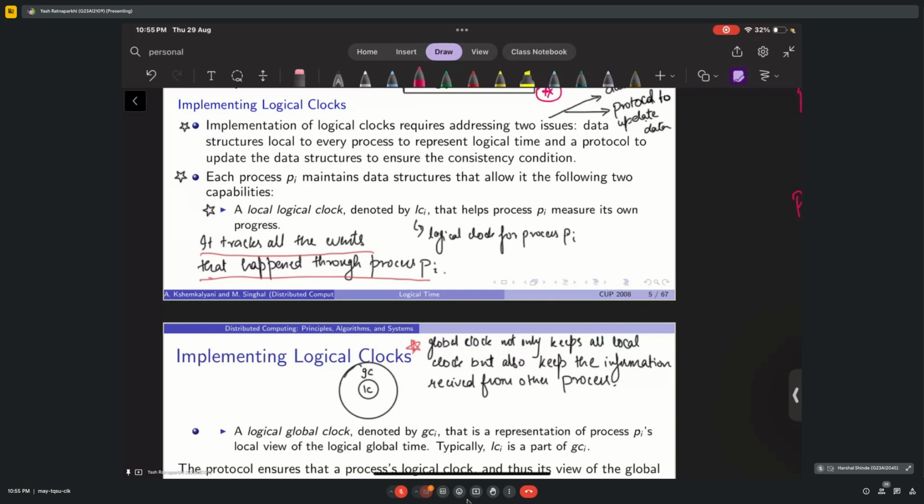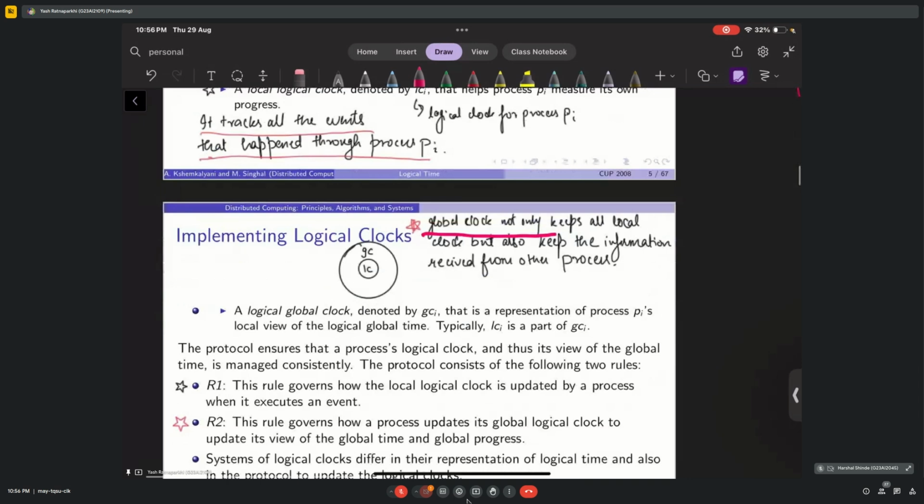Basically, the local clock is dedicated to each process. Each process will increment its own clock when an event happens in that process. And the global clock will contain the local clock information. Other than that, it will also contain the information of what has been received from other processes. The global clock will not only cover the local system, but also what has been received or sent by that particular process or to that particular process. That is what I have written here: the global clock not only keeps track of all the local clocks, but also keeps the information received from other processes. Are you able to understand this now?